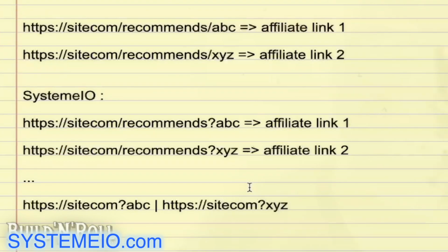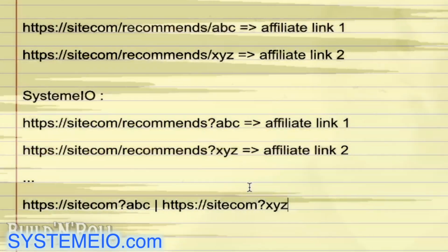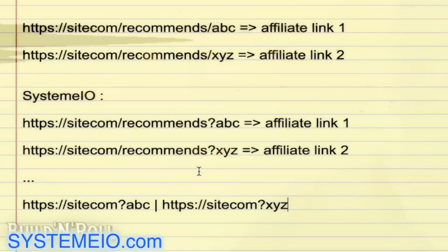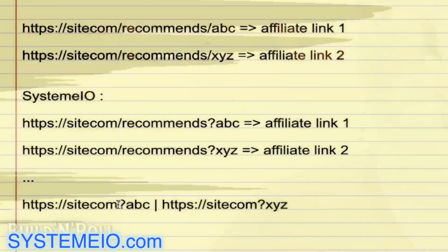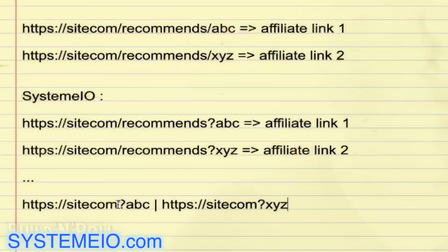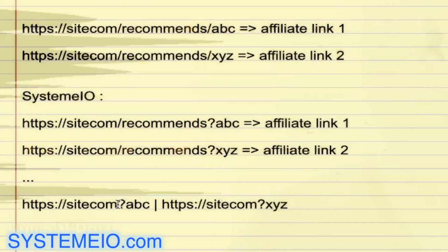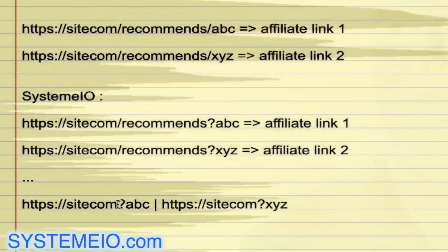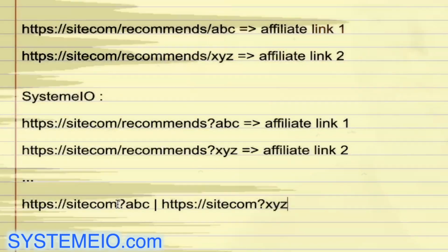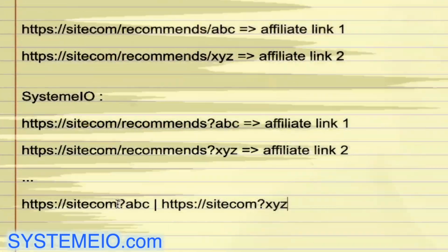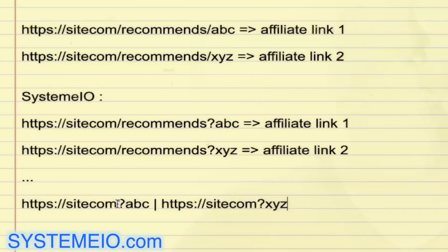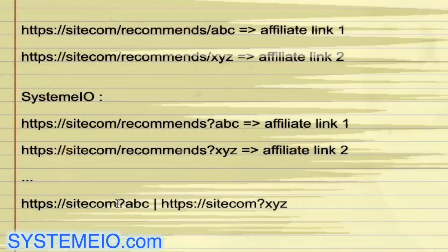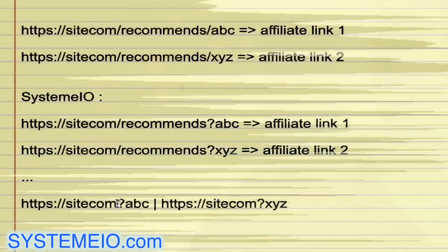One more thing about this JavaScript on SYSTEMEIO is that you don't have to use recommends or dedicate the home page only to redirections. You can have a page which has content on it, and if you send people to it, they will see the content. But by adding an interrogation mark and a word to this URL, instead of displaying the page, it will redirect to your affiliate link. So a page can be used for both situations, depending on whether you put an interrogation mark with a word in the link or not.